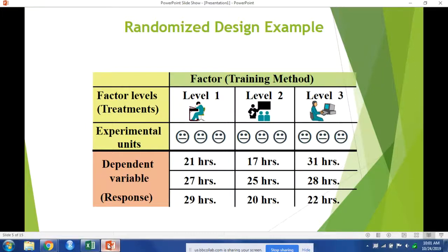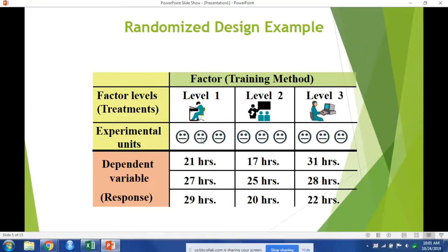Here we have 3 factors, or 3 factor levels. It's different ways that we can train people on some skills. So the first one, self-study at a desk. Level 2 could be that they are lectured or shown how to do it. And the third way is to train them using a computer.